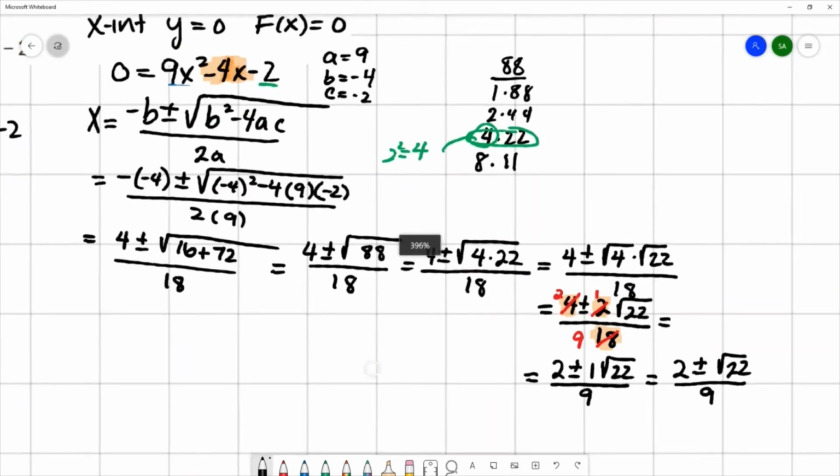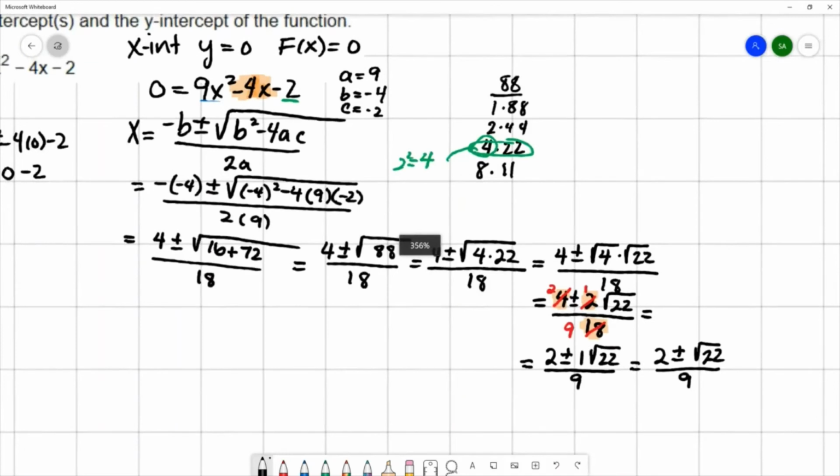I'm going to kind of zoom out so you can see all of the work at once.